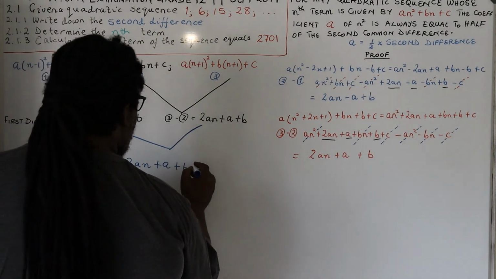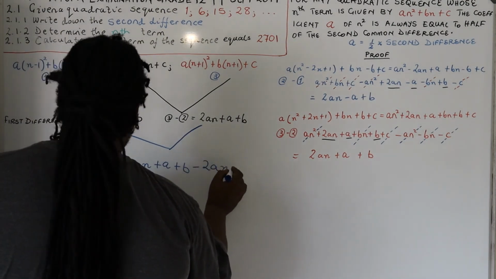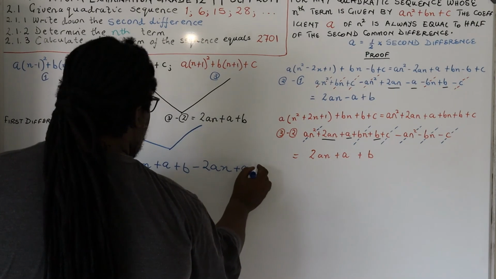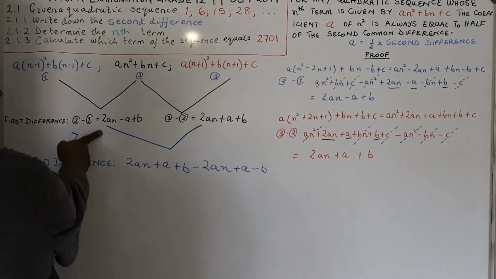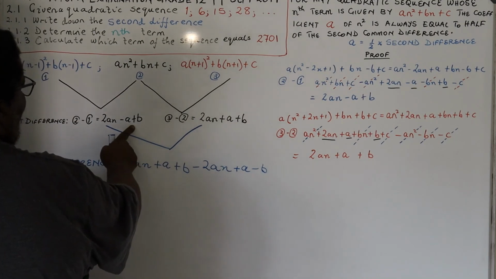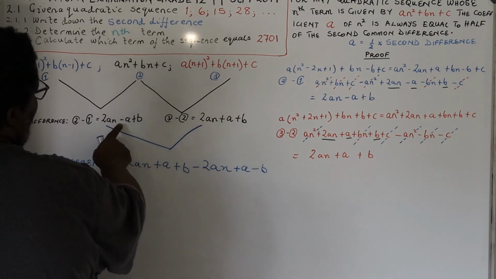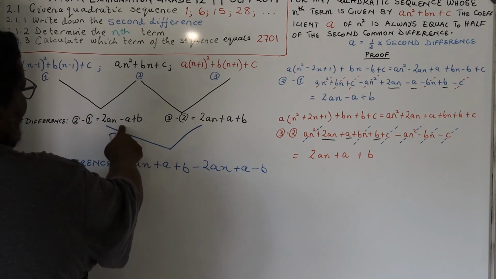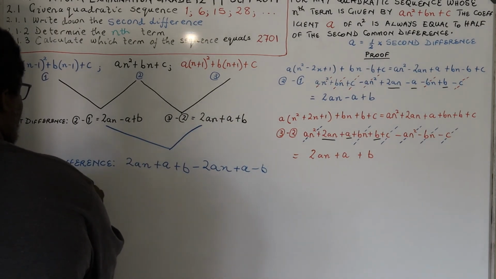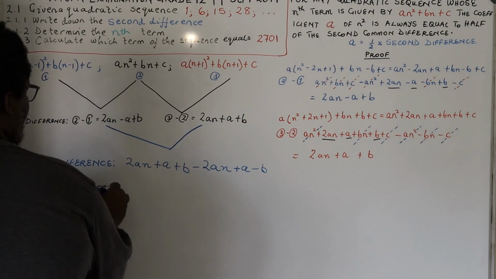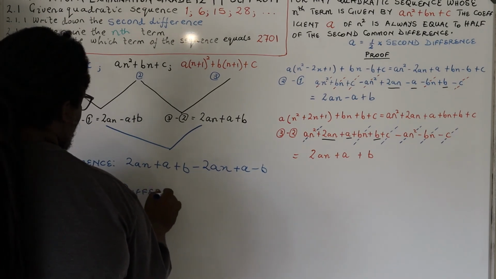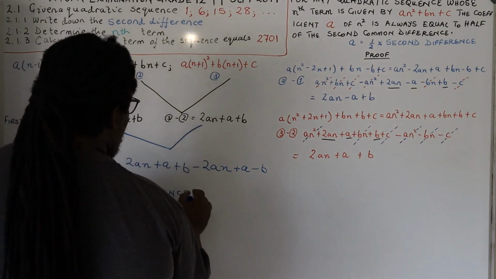We then have minus 2an plus a minus b, because we are simply saying minus 1 times 2an gives us minus 2an, minus 1 times minus a gives us plus a, and minus 1 times b gives us minus b. Here it's minus 1 times minus a, which is a negative times a negative, gives you a positive. And then we are saying second difference equals 2.